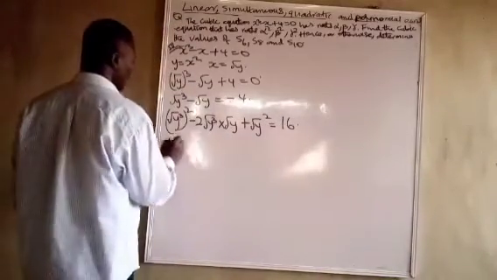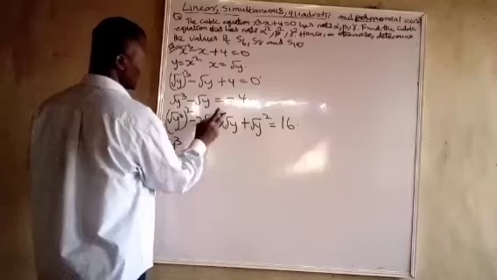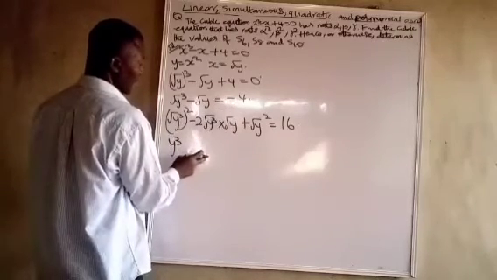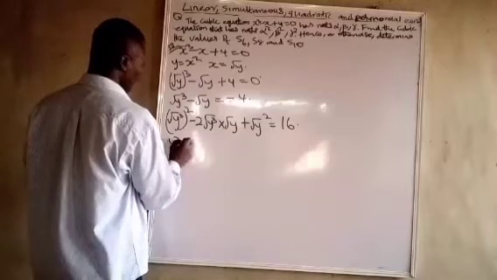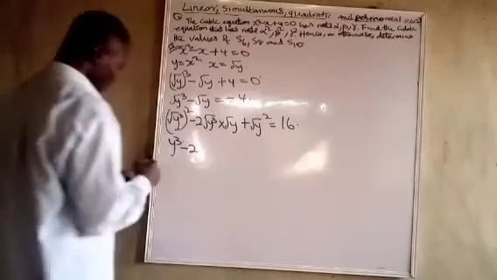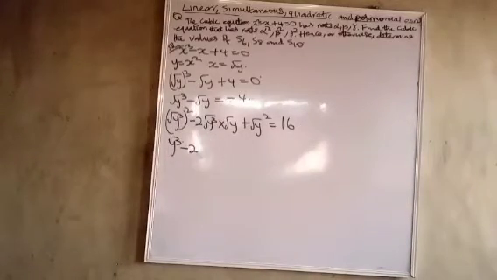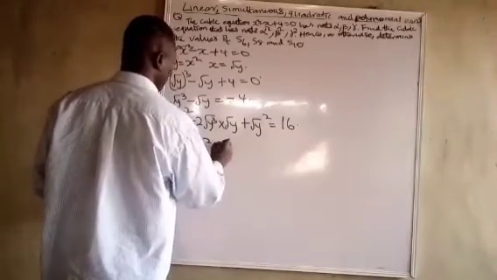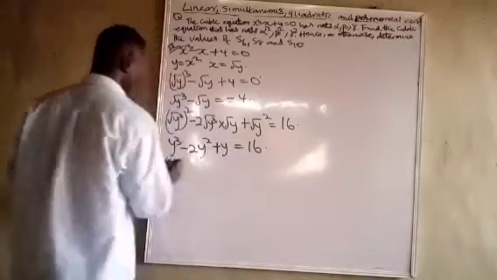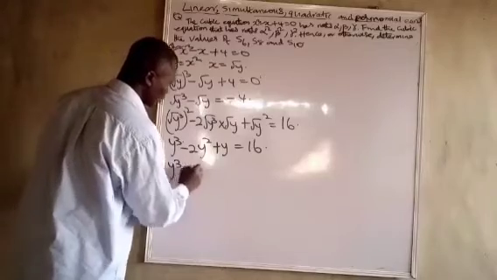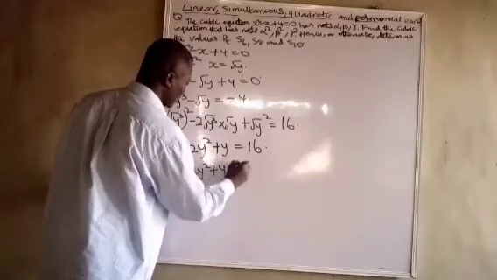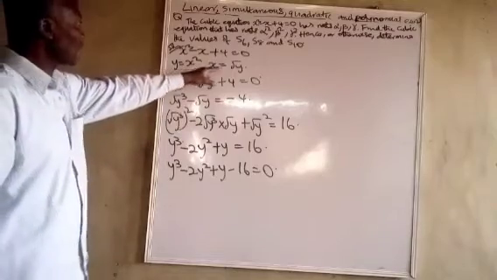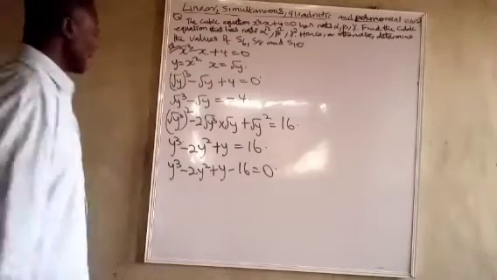So this gives me y cubed. This one is 3 over 2 and then half, minus 2 into, so this will give me 2, minus 2y squared plus y equals 16. So the equation now is y cubed minus 2y squared plus y minus 16 equals 0. So this is the new equation with alpha squared, beta squared and gamma squared.